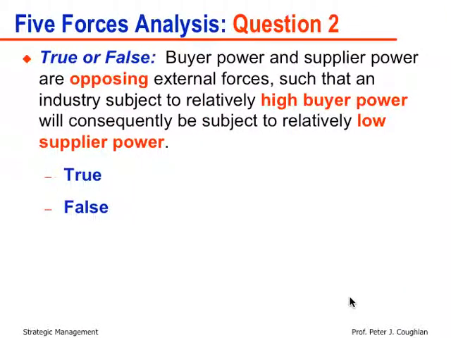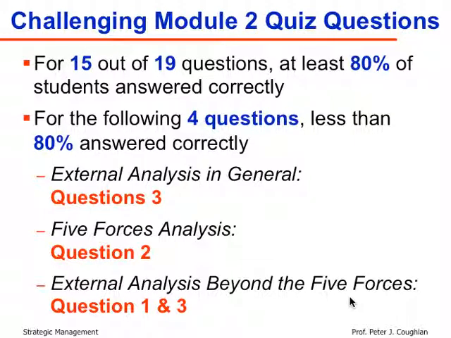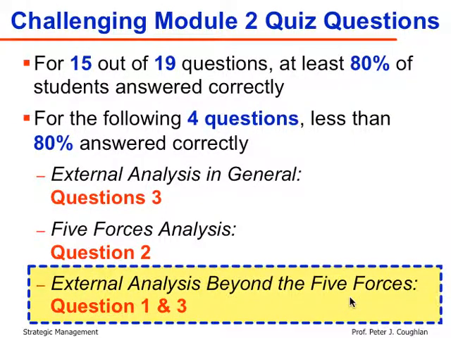So, this question: true or false, buyer power and supplier power are opposing external forces such that an industry subject to relatively high buyer power will consequently be subject to relatively low supplier power. That statement is false, right? In fact, we gave examples, just in the previous diagram, where you could have high buyer power with high supplier power.